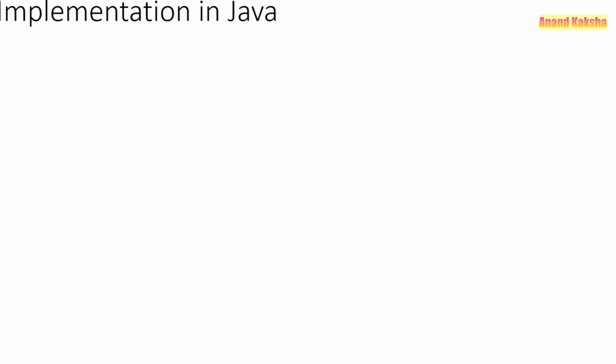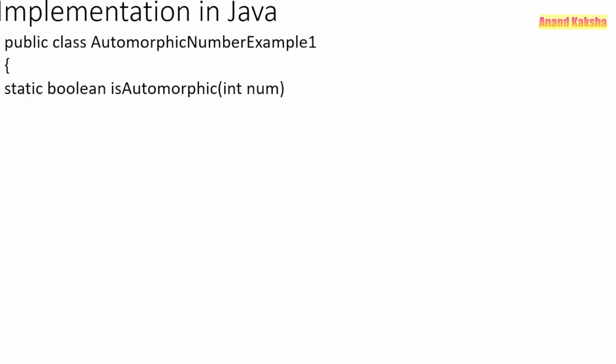So how do we implement this automorphic number in Java? First of all, let's create a class. We are making a class AutomorphicNumber, and in this class we are going to make a static Boolean function which returns a true or false value. If the number is automorphic, it will return true, and if the number is not automorphic, it will return false.